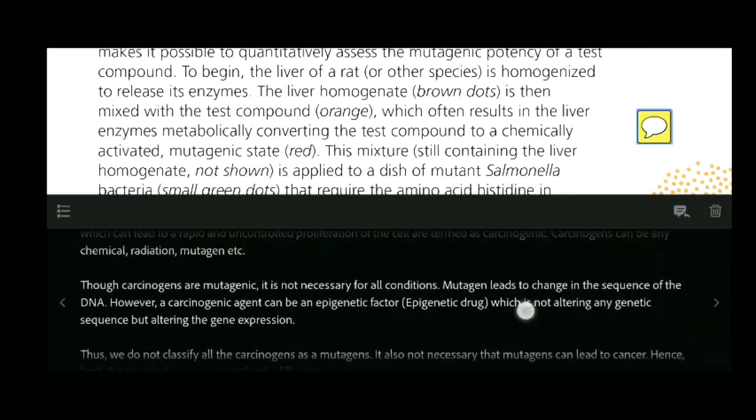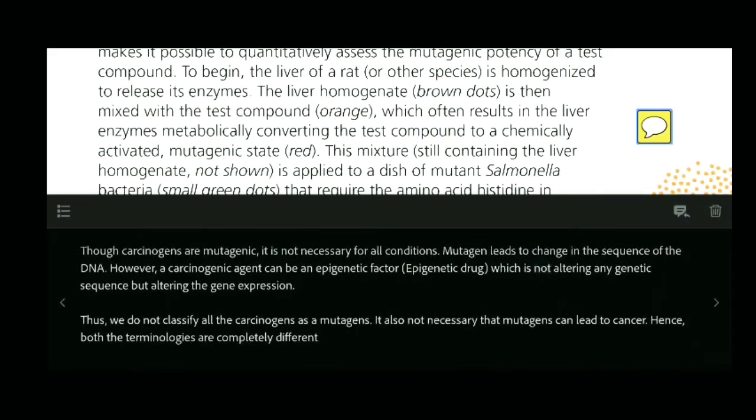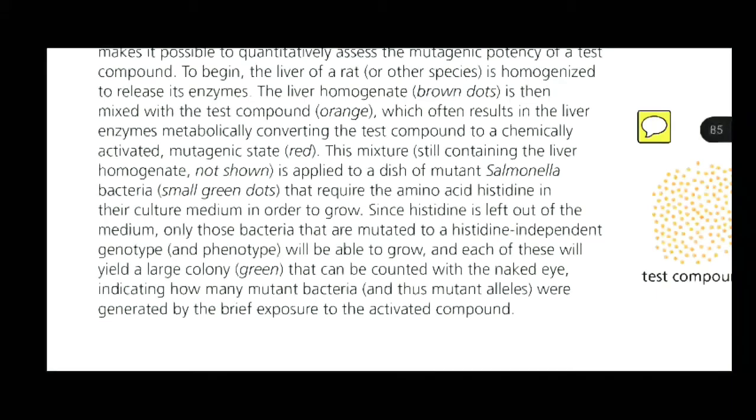You can read it out, but the basic thing is that mutagens belong to the carcinogens. Mutagens cause cancer by creating mutations in DNA. But carcinogen is a broader term which includes these mutagens.